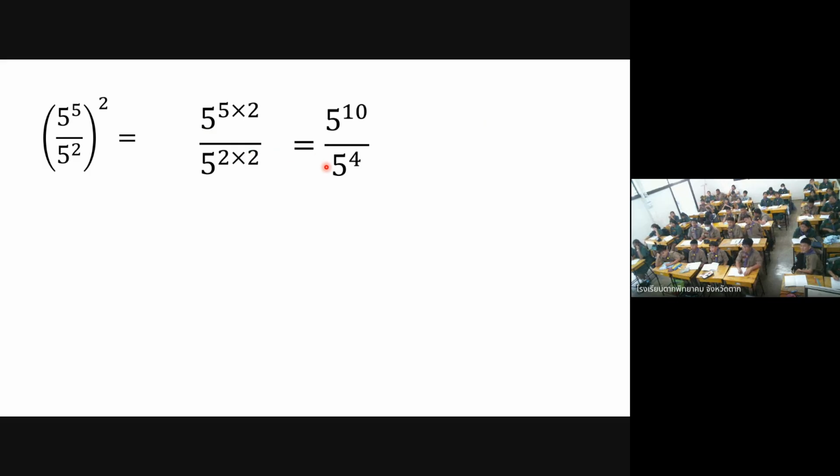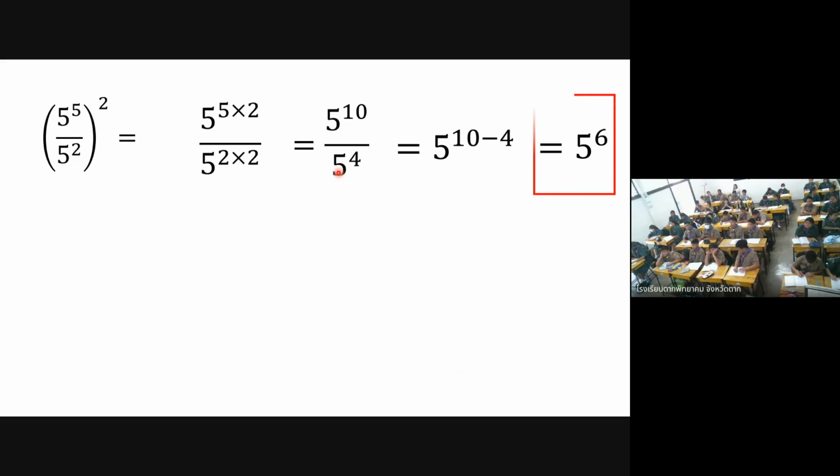The answer is 5 to the power of 6. Correct. 5 to the power of 5 to the power of 2 is 5 to the power of 10, over 5 to the power of 4. Remember, exponent rule number 2: a to the power of m over a to the power of n is a to the power of m minus n. Again, base 5, base 5. So we're going to have 5 to the power of 10 minus 4, which the answer is 5 to the power of 6.